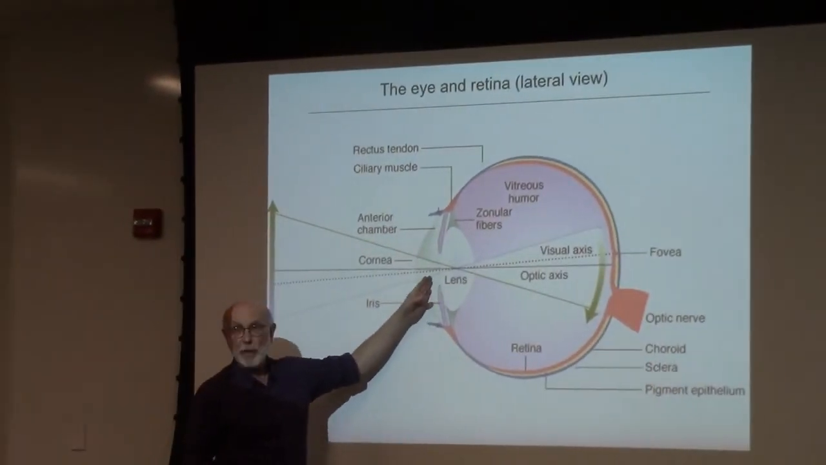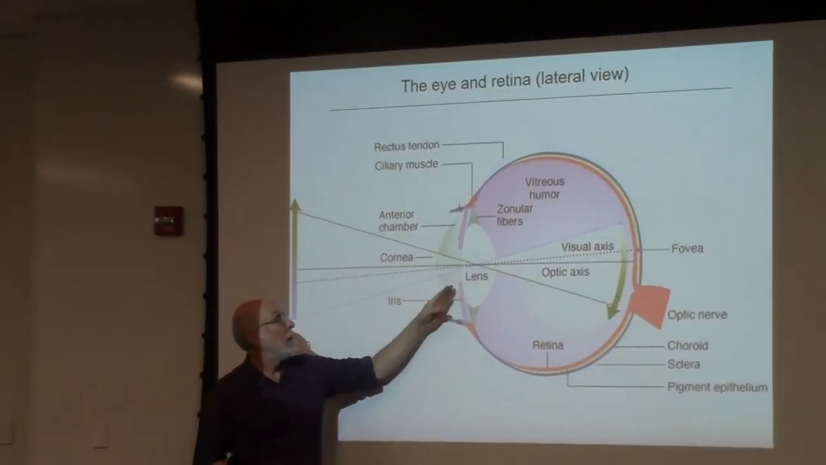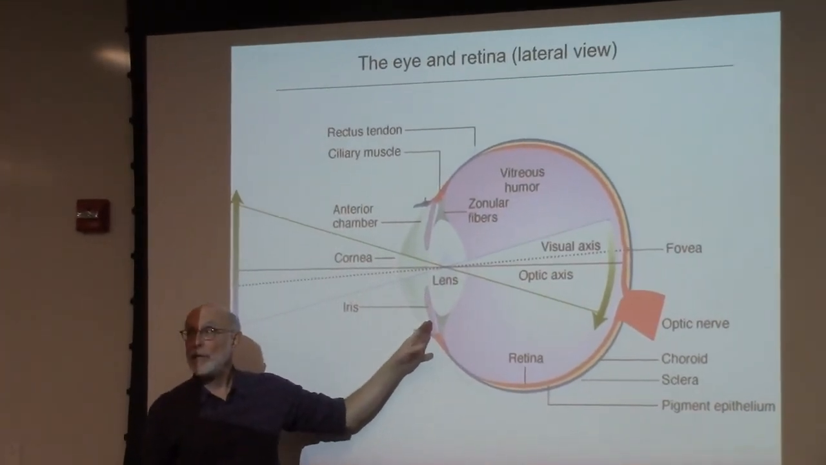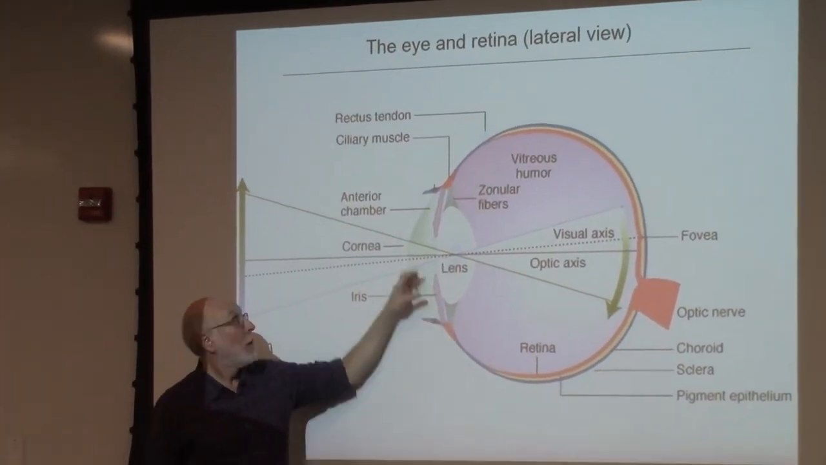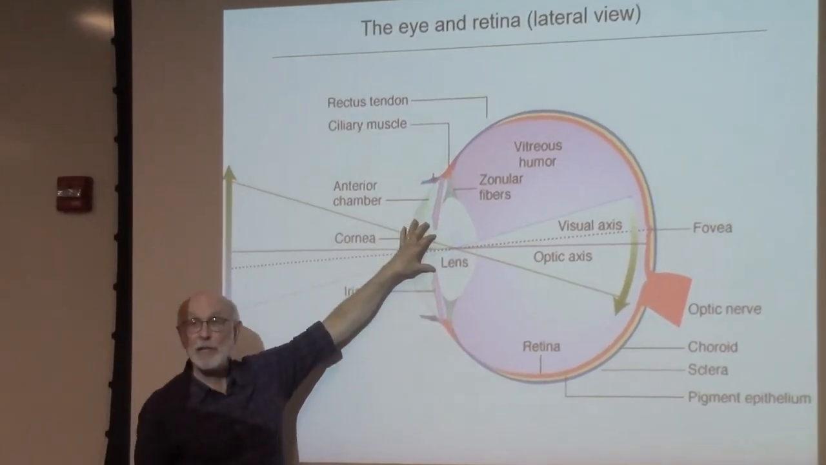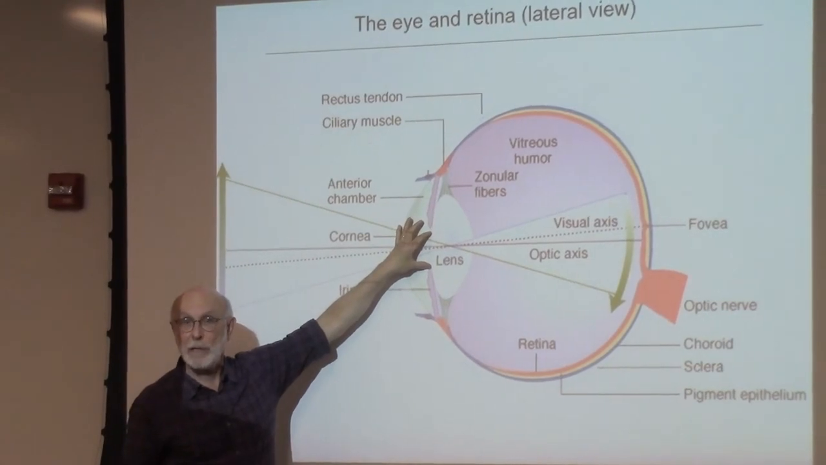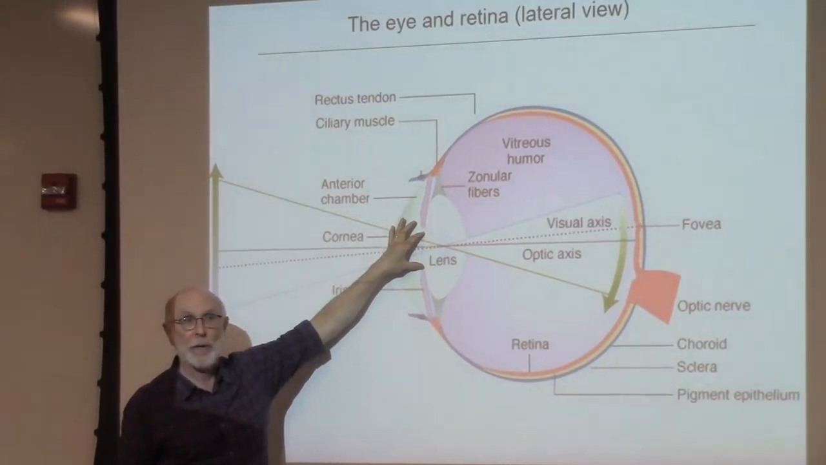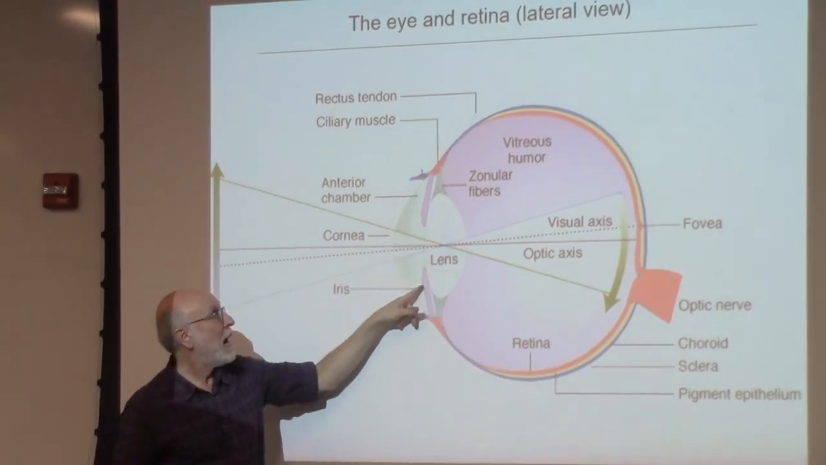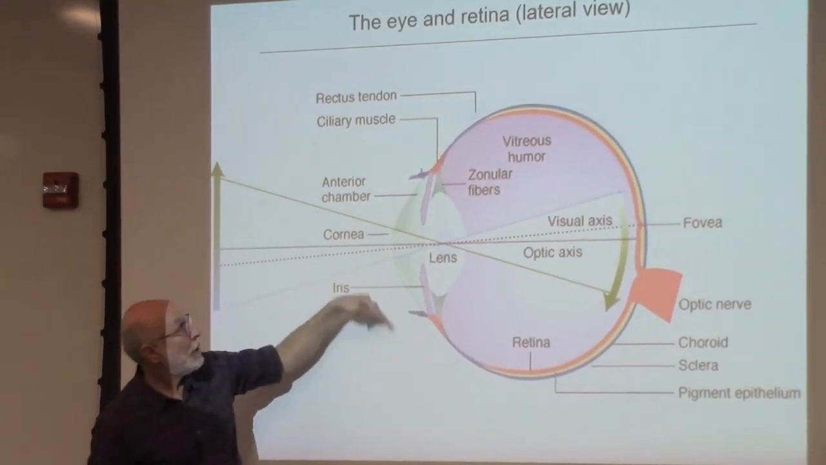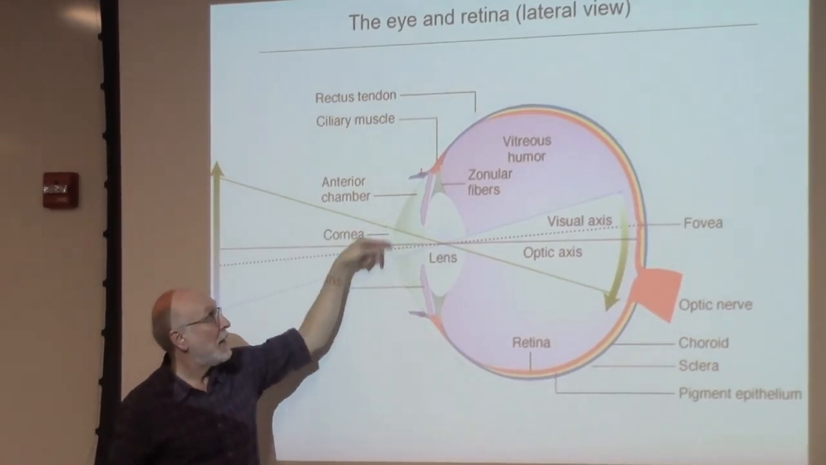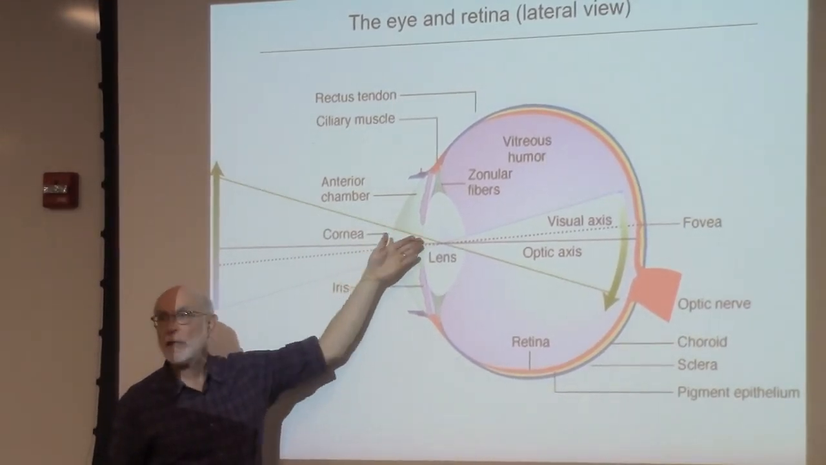Behind the anterior chamber, filled with aqueous humor, is the iris. The iris is a small muscle with a gap in it. It's a circular muscle, and the center of the circular muscle is an aperture called the pupil. So the iris is a circular muscle, and this is in cross section, and the center of the iris, where there is no muscle, is the pupil.